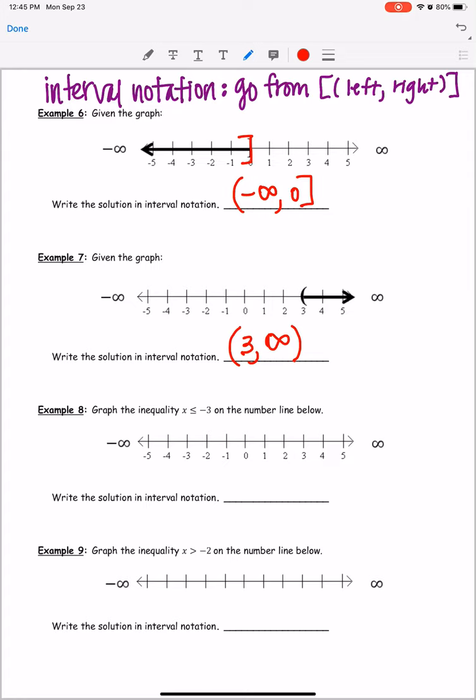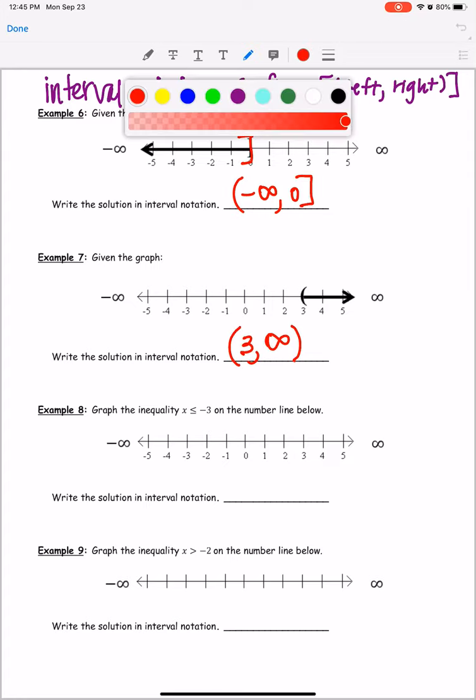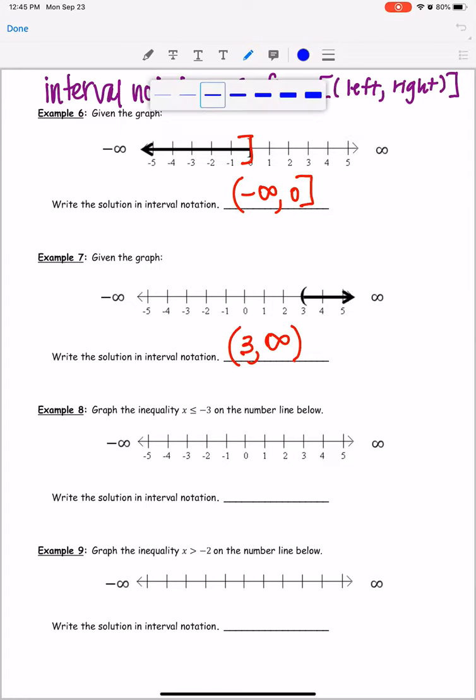So now in example 8, we're doing both. We're going to graph this and write this in interval notation. So you've got x is less than or equal to negative 3. It's pointing to the left. So at negative 3, this needs to go to the left. It's got the line under it. The line under it means a bracket.